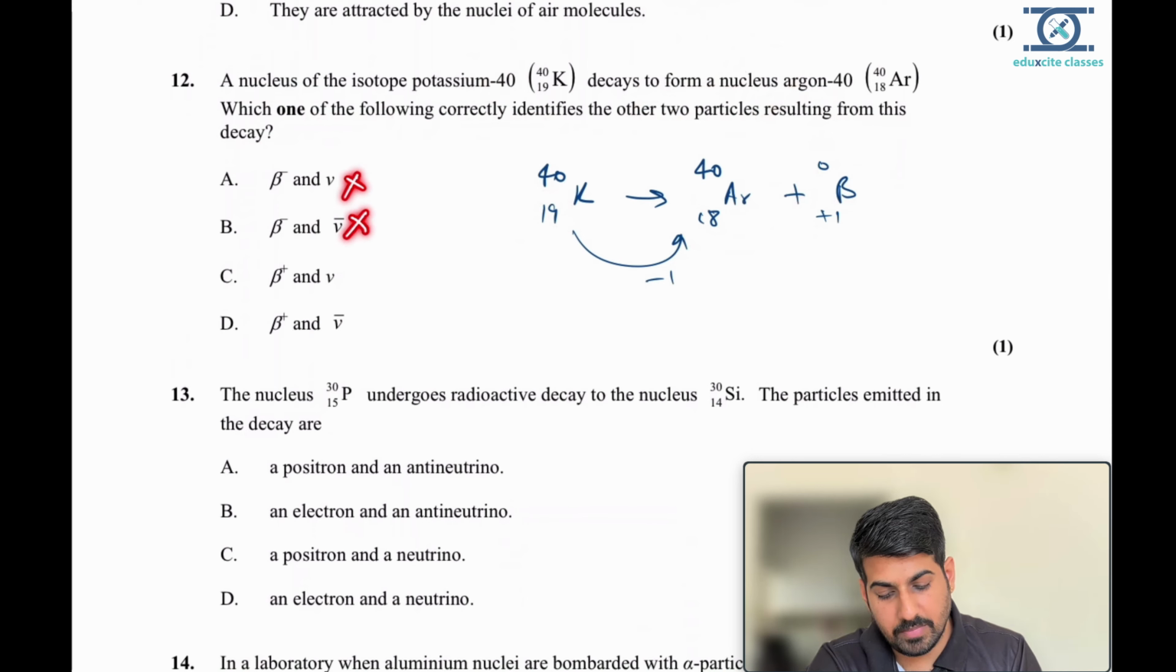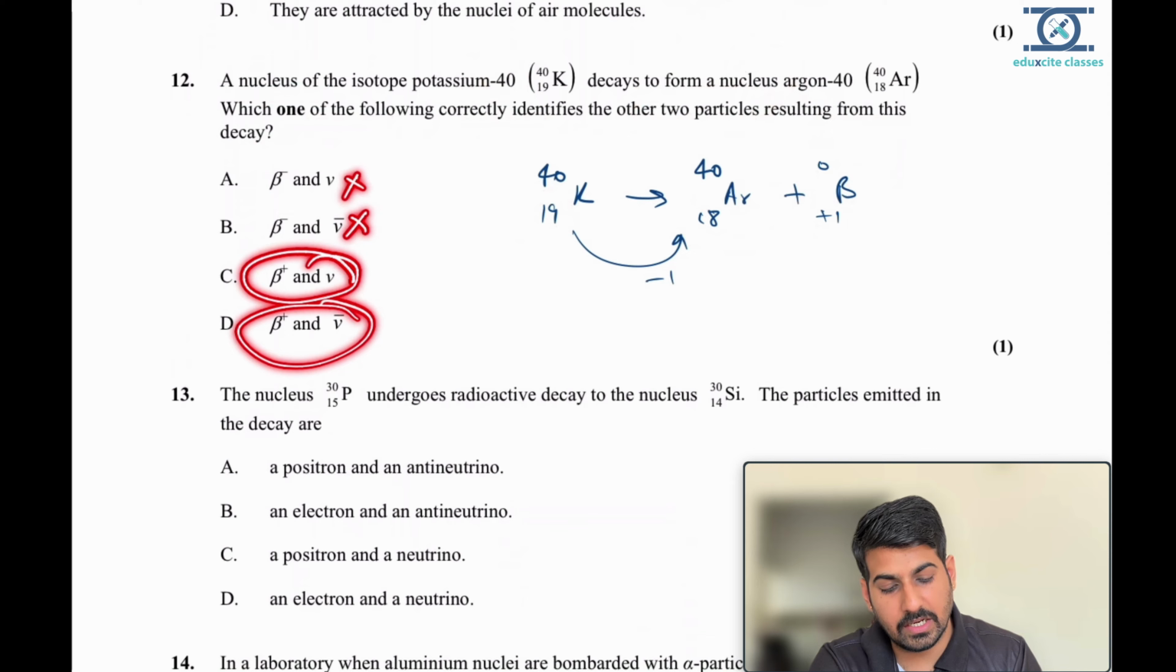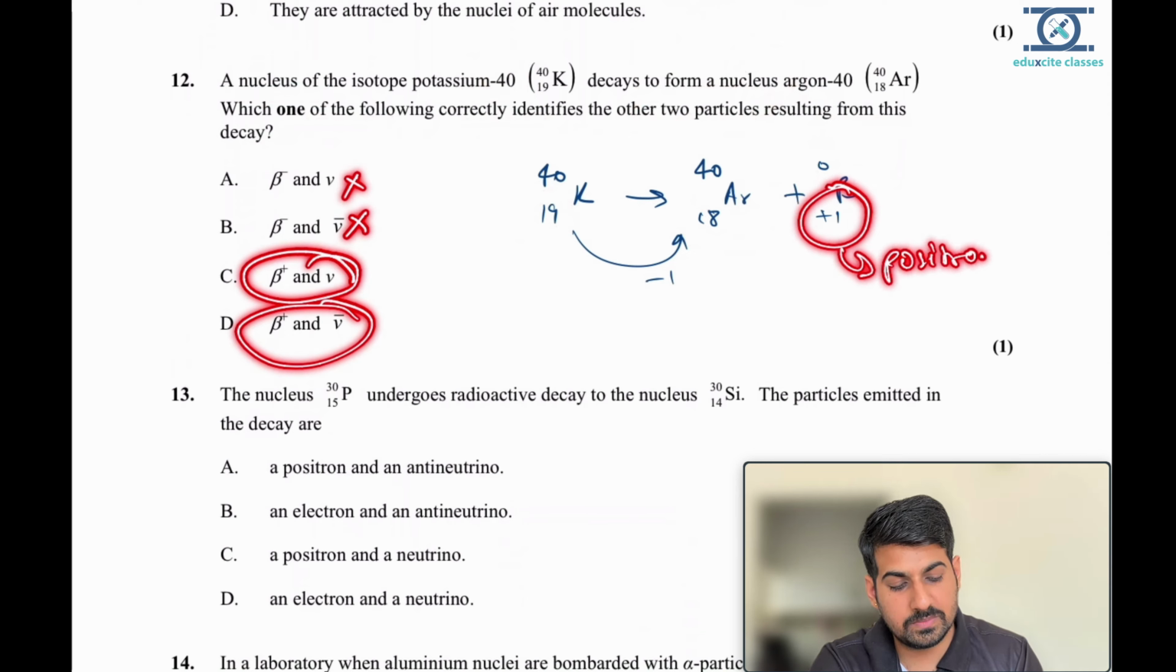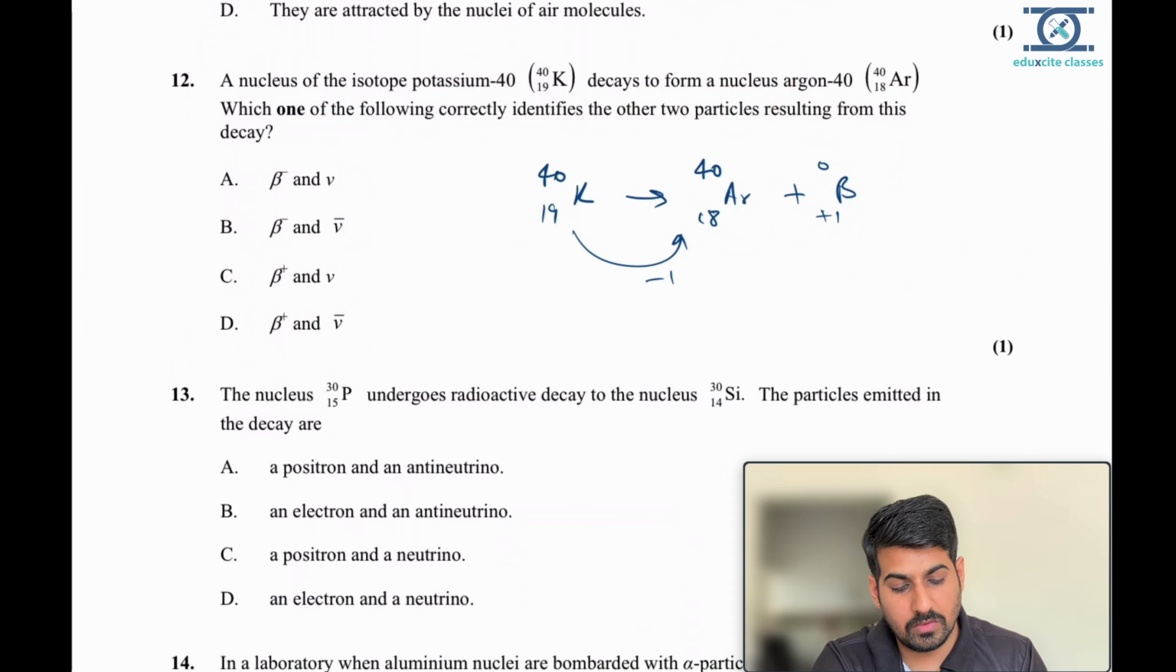So A is incorrect, B is incorrect. Now we have to think about C and D. Now whenever there is a beta plus, that is nothing but a positron. We call it a positron. Okay. So it is similar to an electron, just with the opposite charge. So beta plus, that is fine. Now with beta plus, what should be the other particle? It will be the electron neutrino, which is C. The antineutrino would go with beta minus, but here it is not beta minus. So option C will be the right answer.